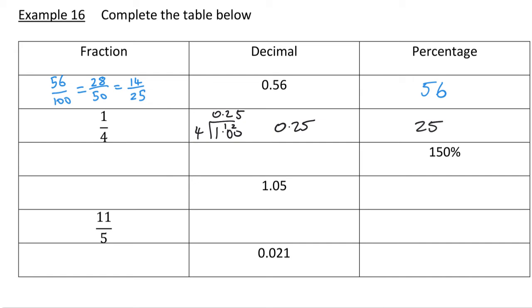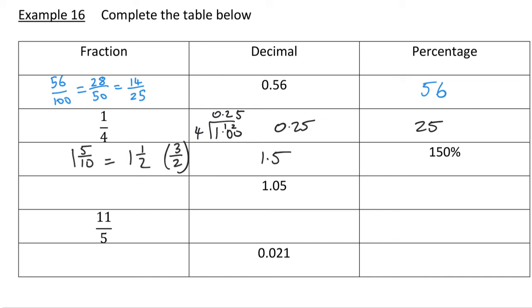150% to a decimal, we divide by 100, so that's going to be 1.5. And then to get a decimal into a fraction, so this is 1 whole and 5 tenths, which would be 1.5. Or as a top-heavy fraction, that would be 3 halves. Because there are 2 halves in 1, and then that's going to be a total of 3 halves.